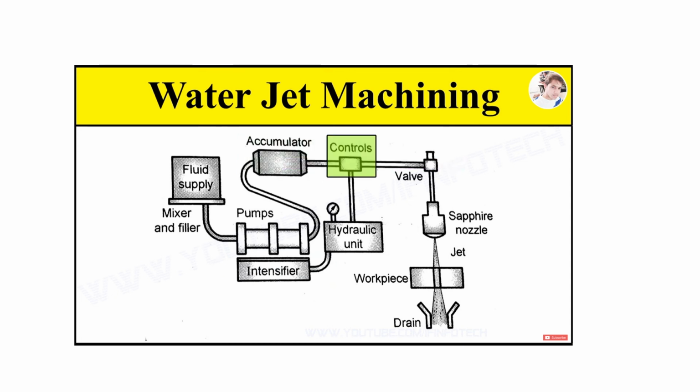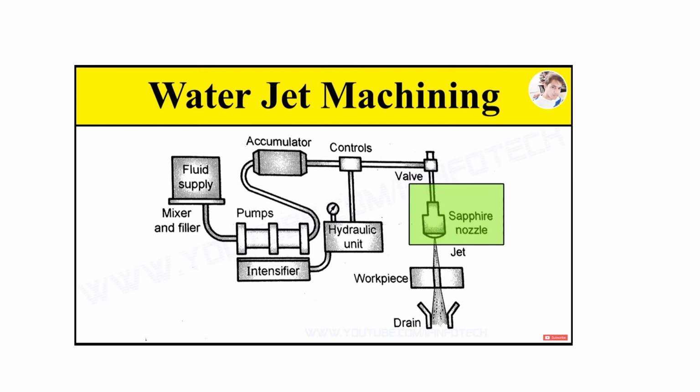Next is the control valve. It controls the direction and pressure of pressurized water that is to be supplied to the nozzle. Next is the flow regulator. It is used to regulate the flow of water to the nozzle. It renders the pressurized water as a water jet at high velocity.